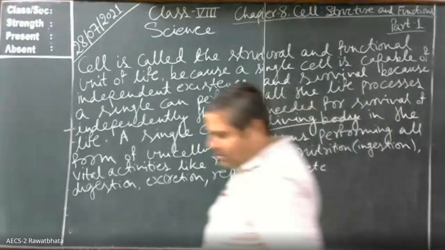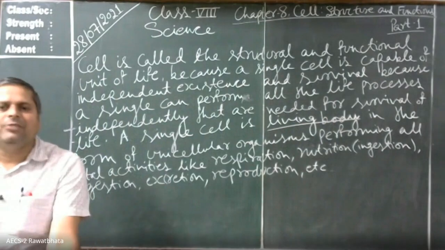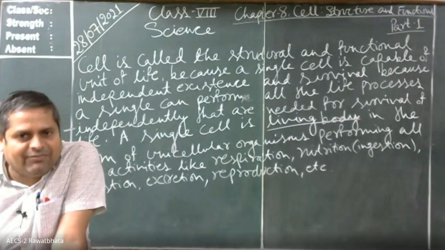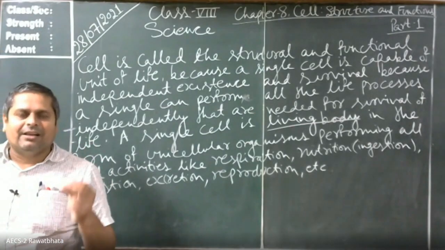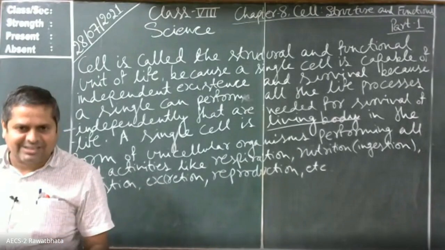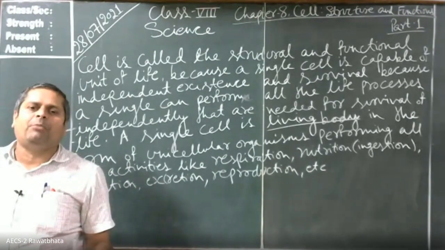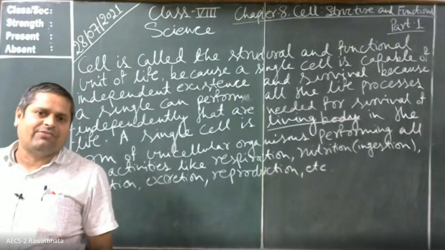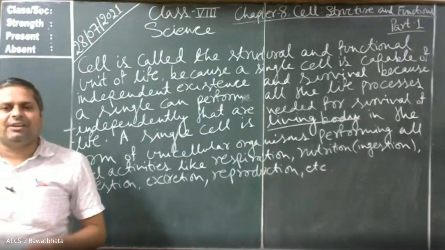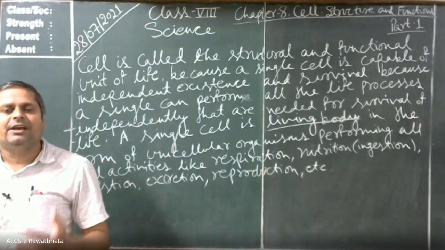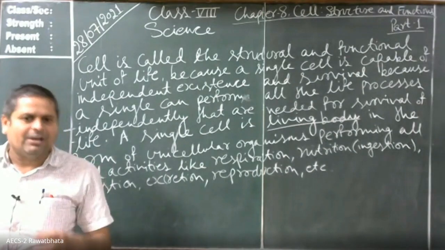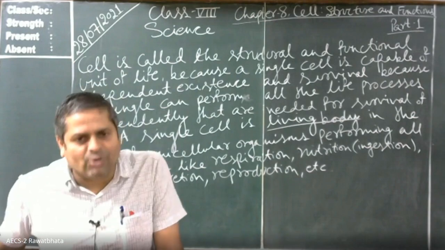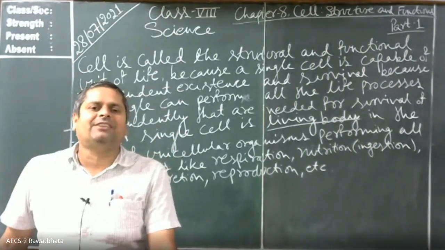So we have learned that cell is the smallest structural and functional unit of life, because a single cell is capable of independent existence and is able to perform all the vital activities that are needed to sustain life. All the activities that are performed by different cells and tissues inside a multicellular organism can be performed by a single cell like amoeba. That is why cell is called the smallest structural and functional unit of life.